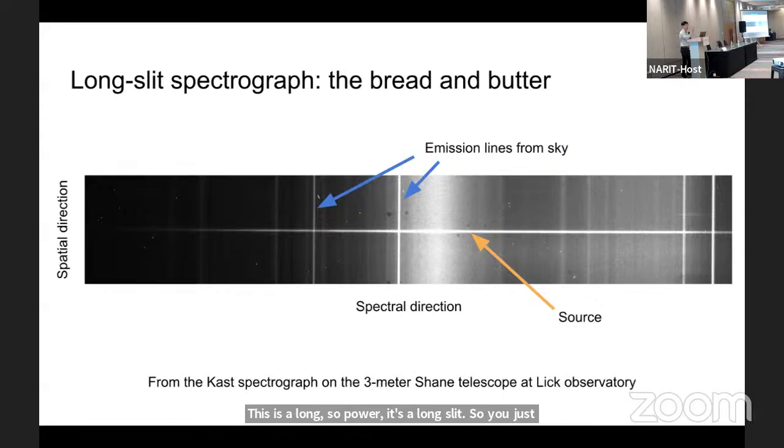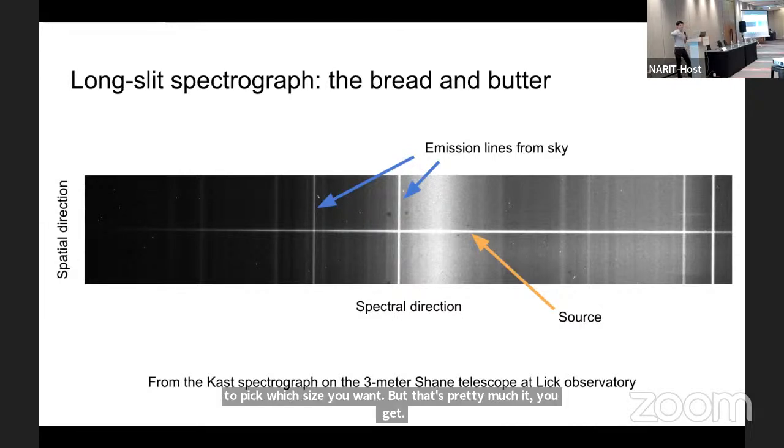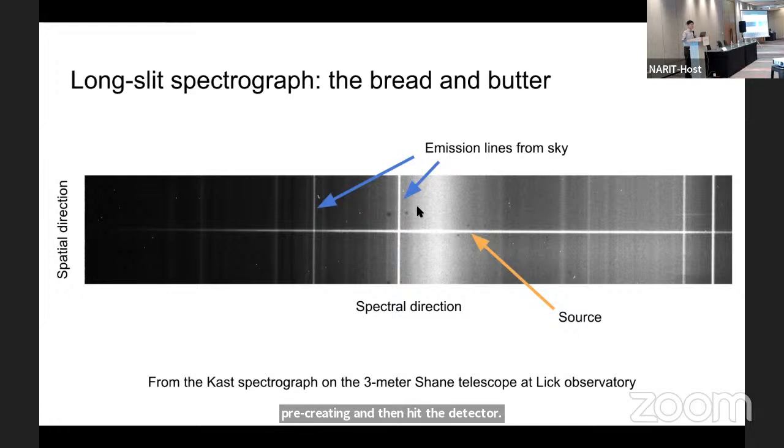Usually the width is around one arc second, but you need to pick the size that is appropriate for the seeing that you have at your site. And most spectrographs will also have an option for you to pick which size you want. But that's pretty much it. You get the slit, the light comes through it, goes through a prism or grating, and then hits the detector. And this is relatively easy to build, and that's the reason why this is one of the most common types of spectrograph that we have.